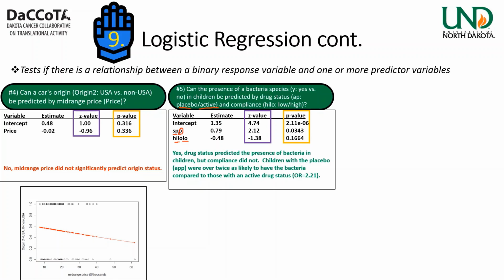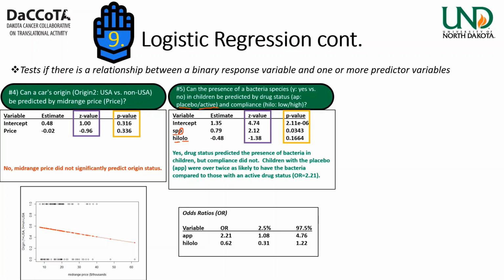So really what is more useful along with this is what's called odds ratios that tell us what's going on a little better. So I have the odds ratios here. We have our two different categorical variables, and then these are the odds ratios along with confidence intervals. And so what this says is that for drug status, children with the placebo, compared to those with the drug, were over twice as likely to have the bacteria.